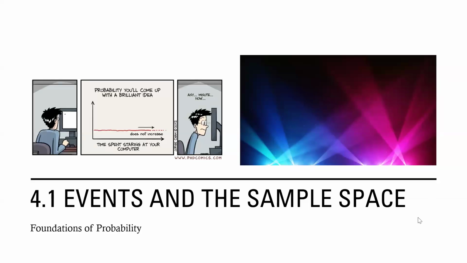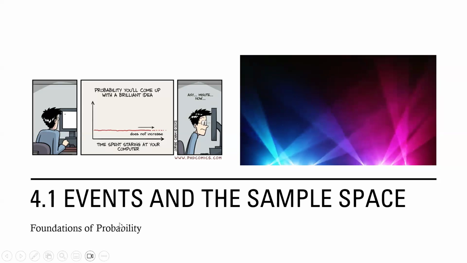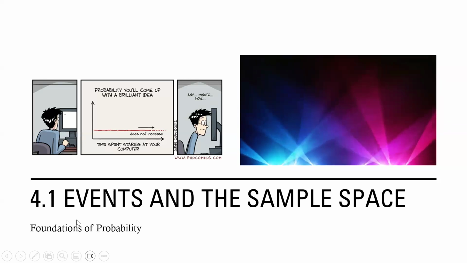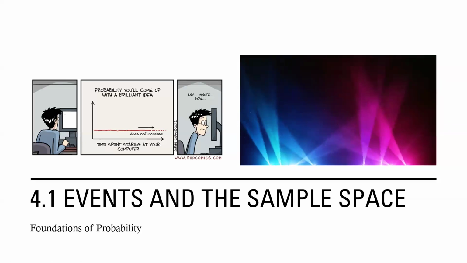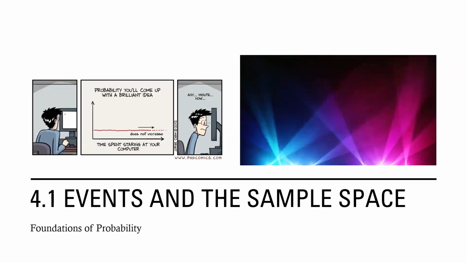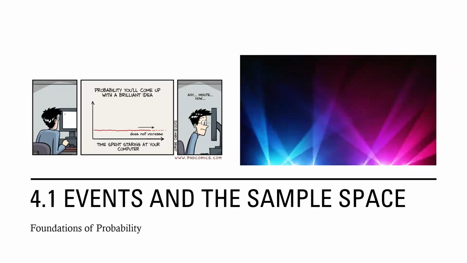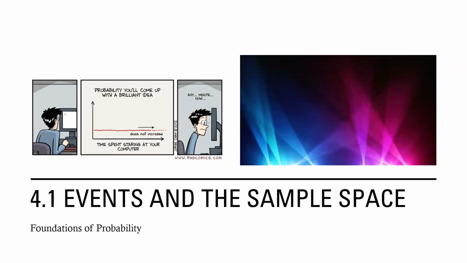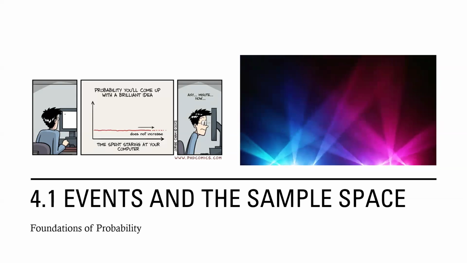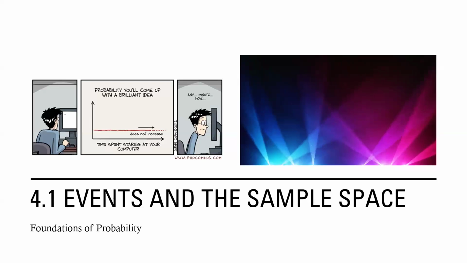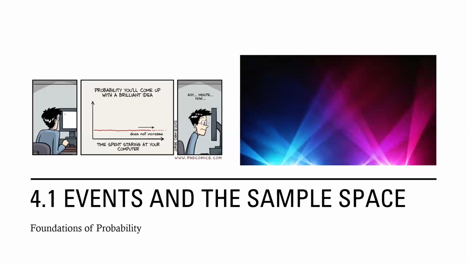Welcome to Chapter 4.1, Events and the Sample Space. In this section, we begin building the foundation for probability, one of the most useful and widely applicable parts of statistics. Whether you're analyzing quality control at a factory, forecasting business risk, or modeling customer behavior, probability starts with understanding the possible outcomes of an experiment.